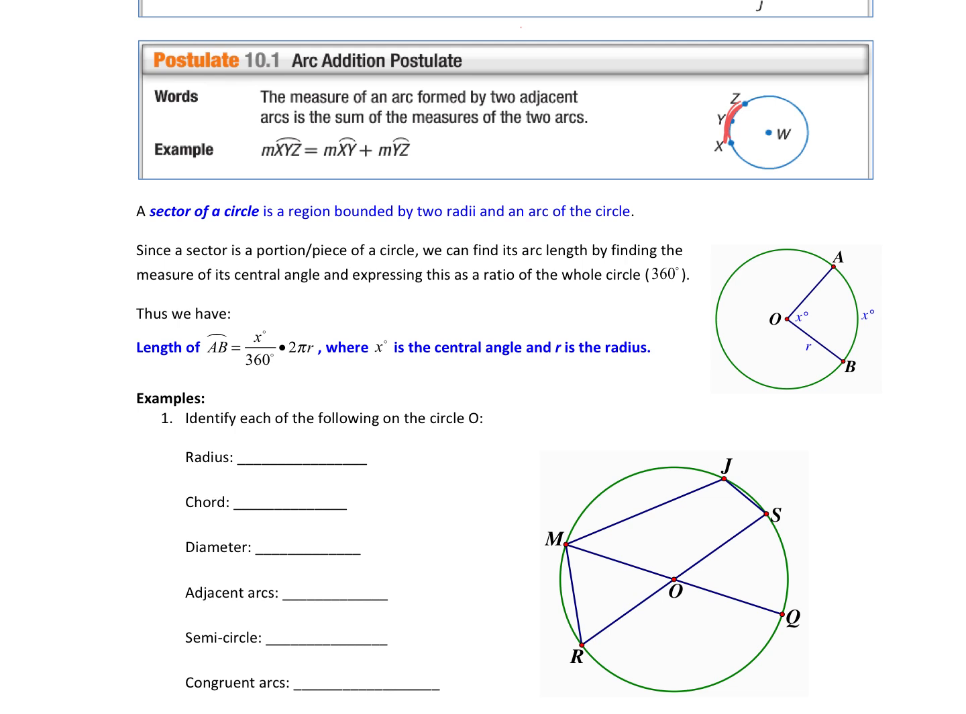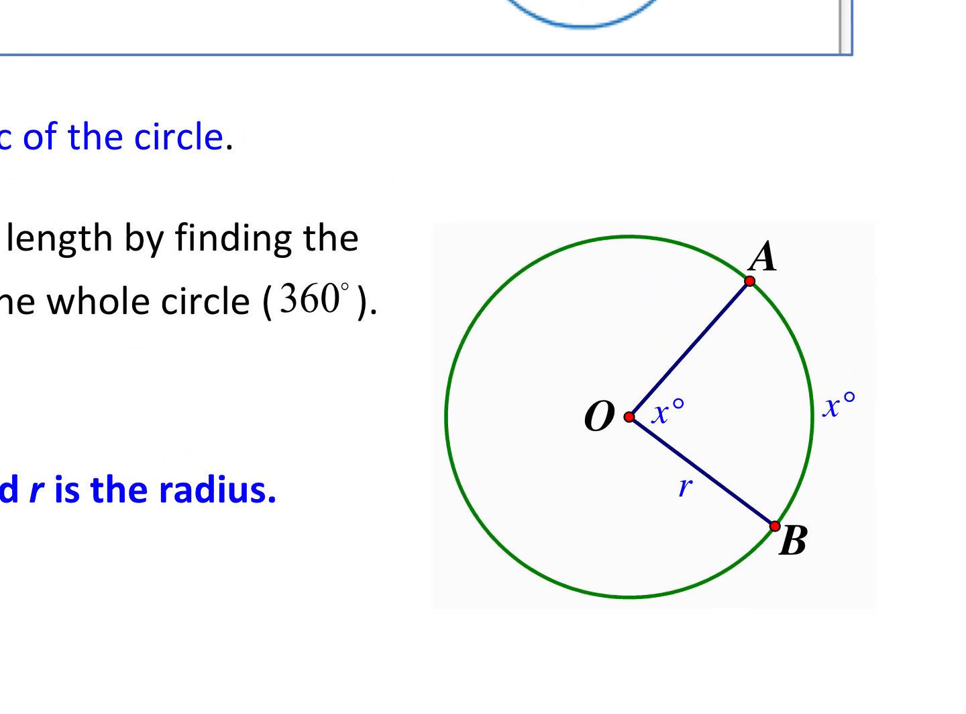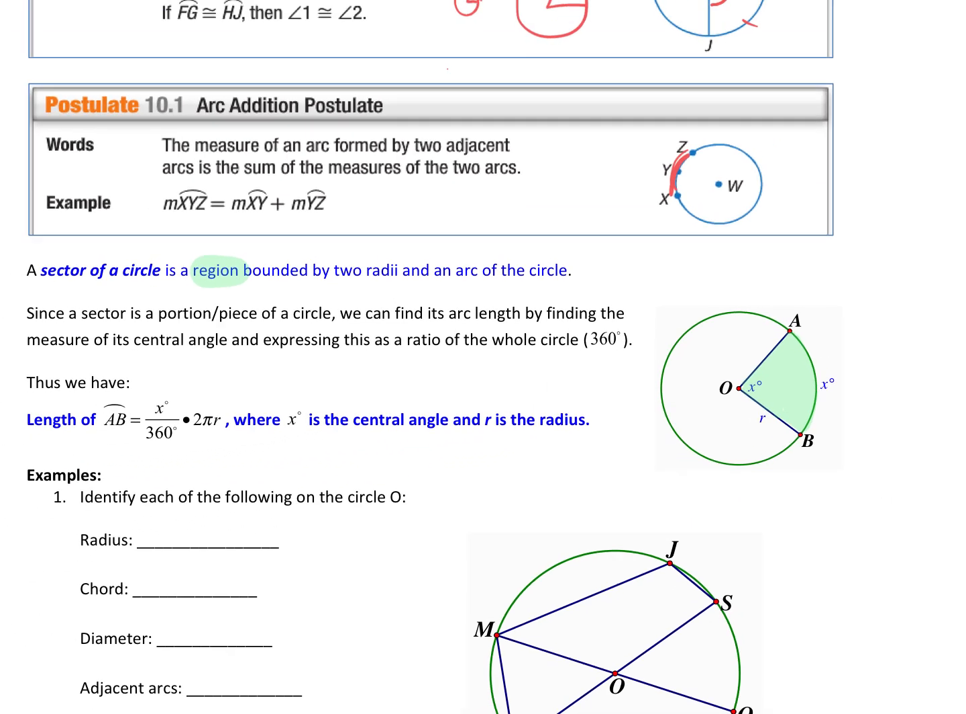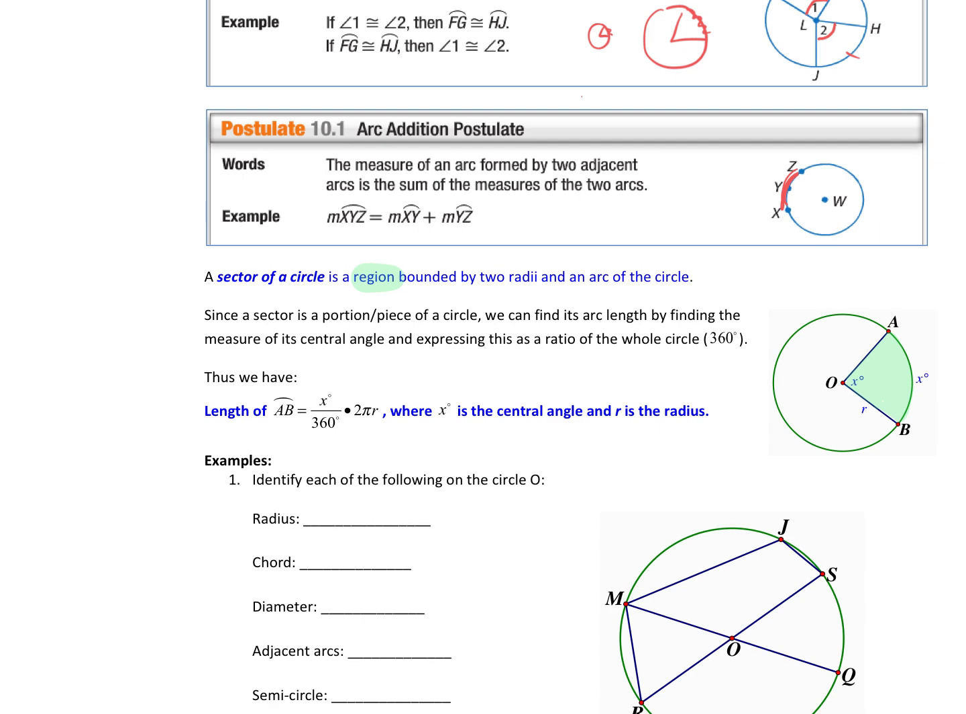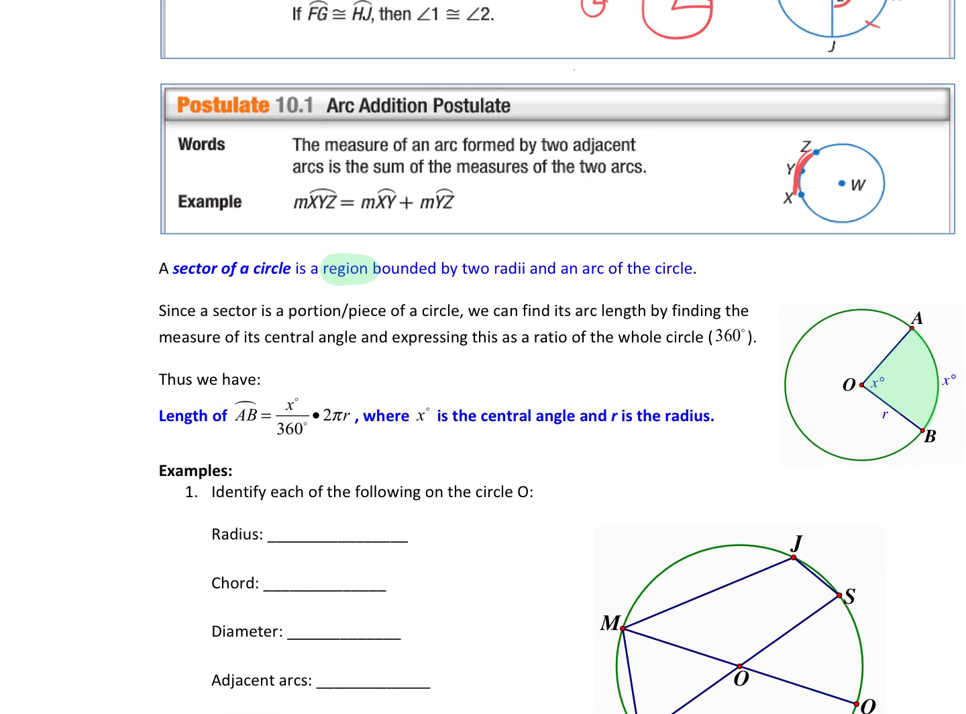Sector of a circle. The sector of the circle is a region bounded by two radii. We are going to get to area and circumference, area and volume and stuff this semester. Sorry, can't color and talk at the same time. So the sector is this whole region. We don't really mess around with area too much now, but that's coming soon.